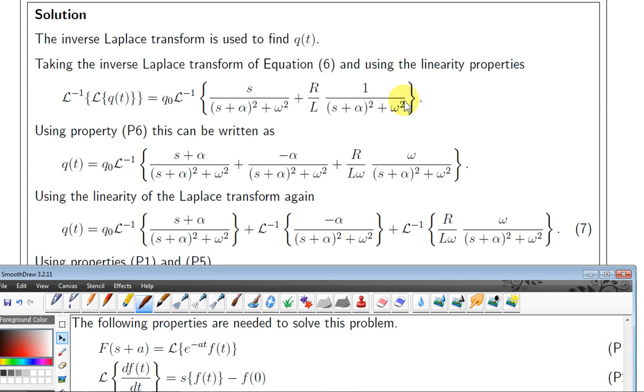So now we go and get L inverse of this here, and that'll give us L inverse of L of q of t, which is q of t, of course. Using linearity we can take out q0. That's just a constant. That's just the charge on the capacitor at time 0.